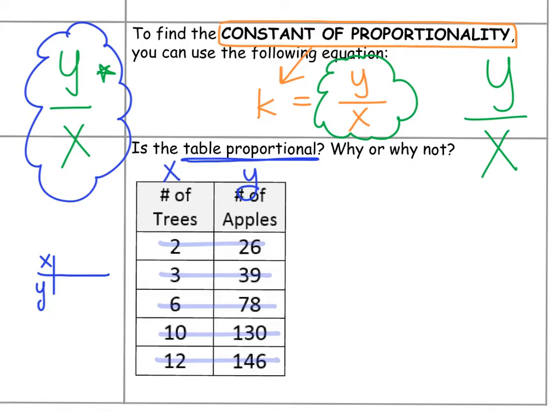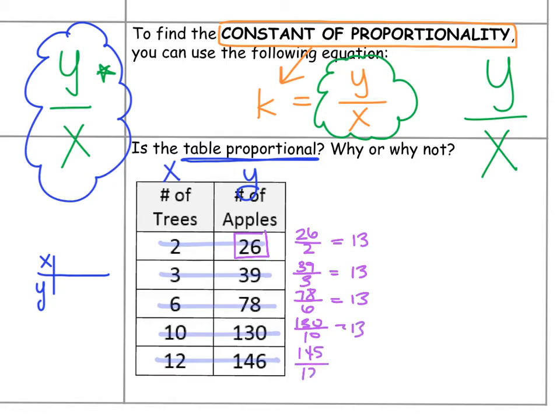So y is 26 divided by x. 26 divided by 2 is 13. If you need to use a calculator, you can. Next row, 39 is my y, 3 is my x, it equals 13. Next row, 78 divided by 6 equals 13. Next row, 130 divided by 10 equals 13. And last, 146 divided by 12 equals 13. Notice when I found that ratio, each time it's simplified to the same thing.